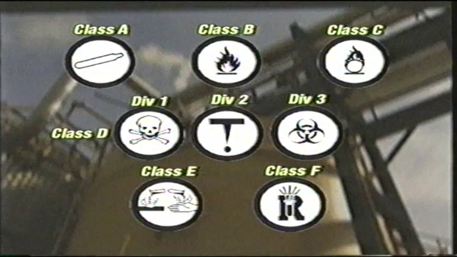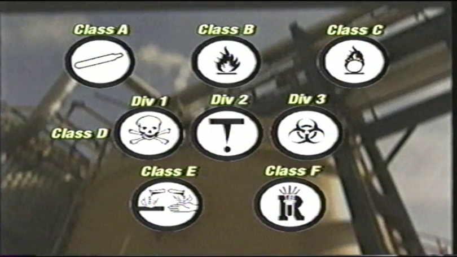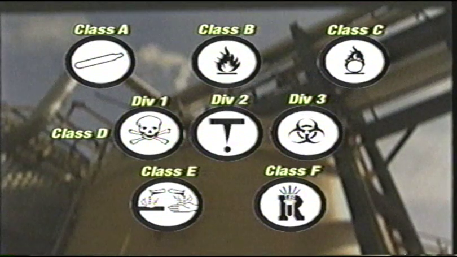Now, each of these classes is represented by a symbol, with the exception of Class D, which is broken into 3 divisions, and each division has its own symbol. So, we have a total of 8 WHMIS symbols, all of which we need to be familiar with.